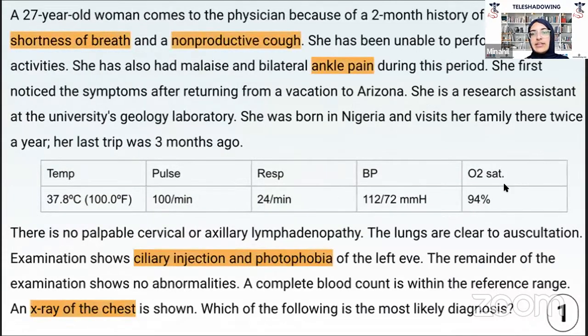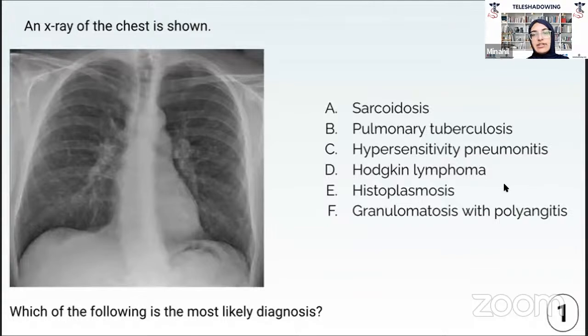Basically, I also highlighted the important parts of the question because sometimes they give us unnecessary information, and our job as test takers is to be able to tell what is important and what is not. Because remember, with patients, you need to be able to differentiate between important history and sometimes not important history. Of course, all of it is important to be able to tell the diagnosis. So here I highlighted shortness of breath, non-productive cough, ankle pain, photophobia of the left eye, and X-ray of the chest. So I'm looking at the chest here. It looks very similar to something that we've seen already as well.